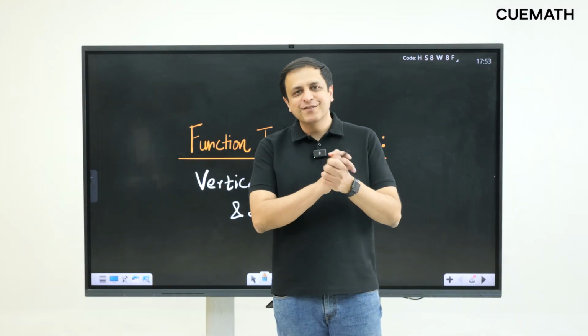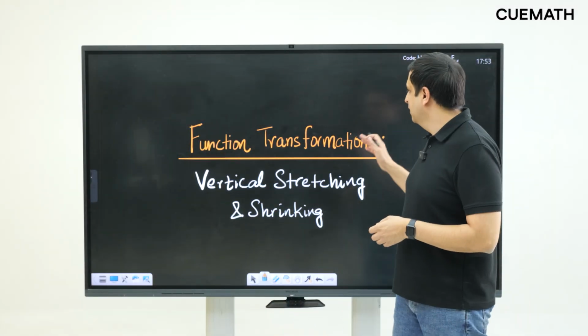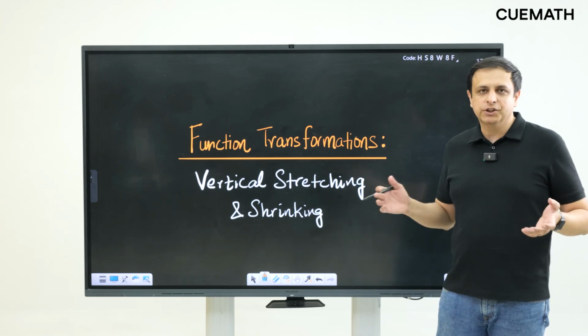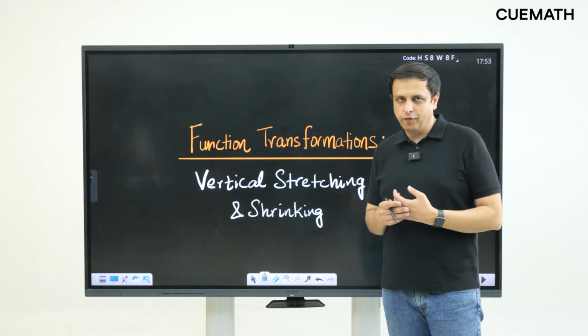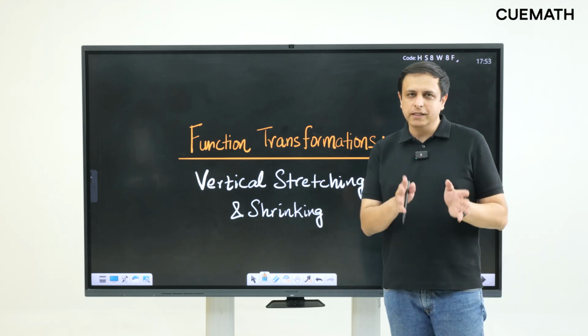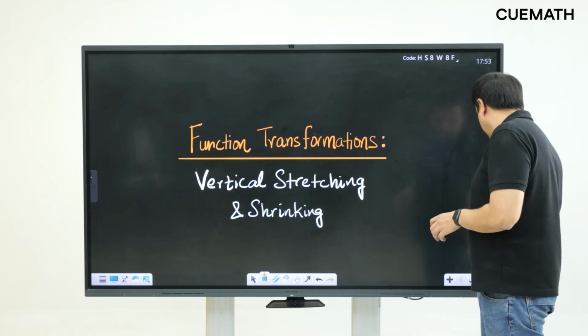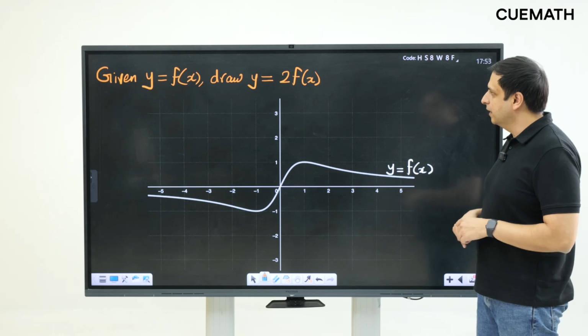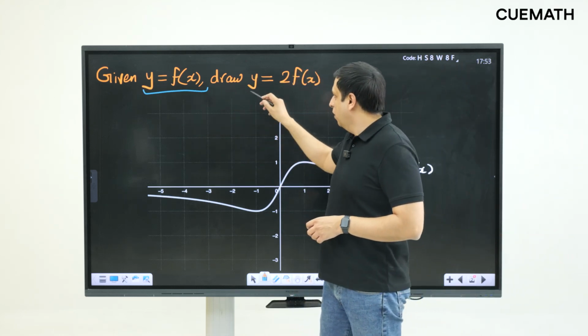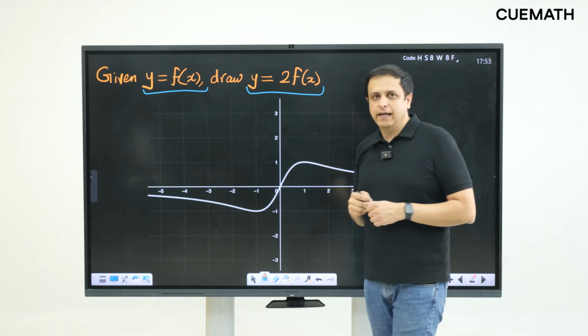Hi everybody, in this video I'm going to talk about function transformations using vertical stretching and shrinking of graphs of functions. In other words, vertical scaling of functions. To understand what that means, let's take a look at our first example here, which says given y equal to f of x, draw y equal to twice f of x.